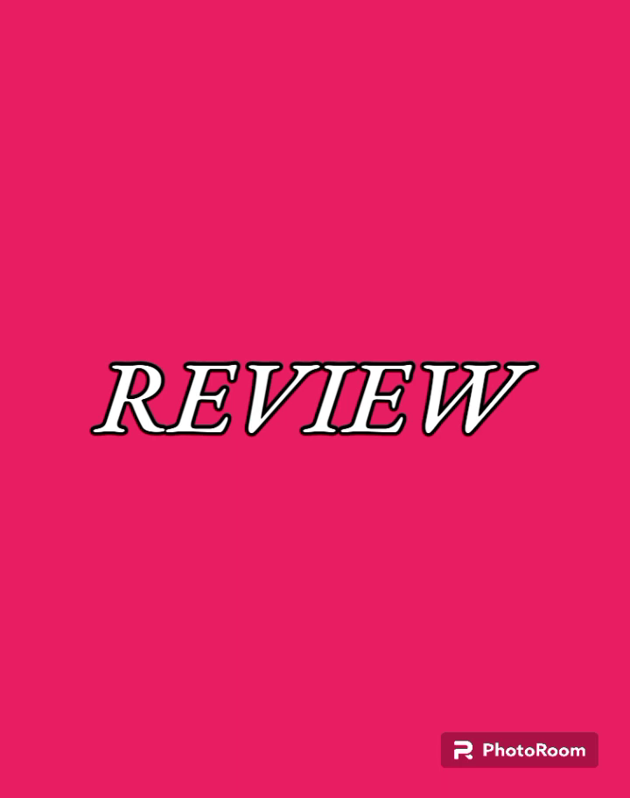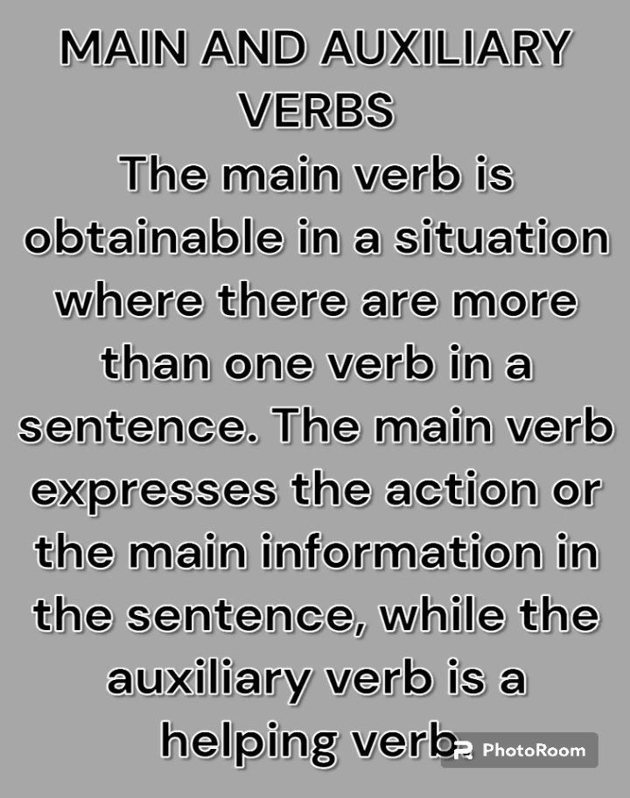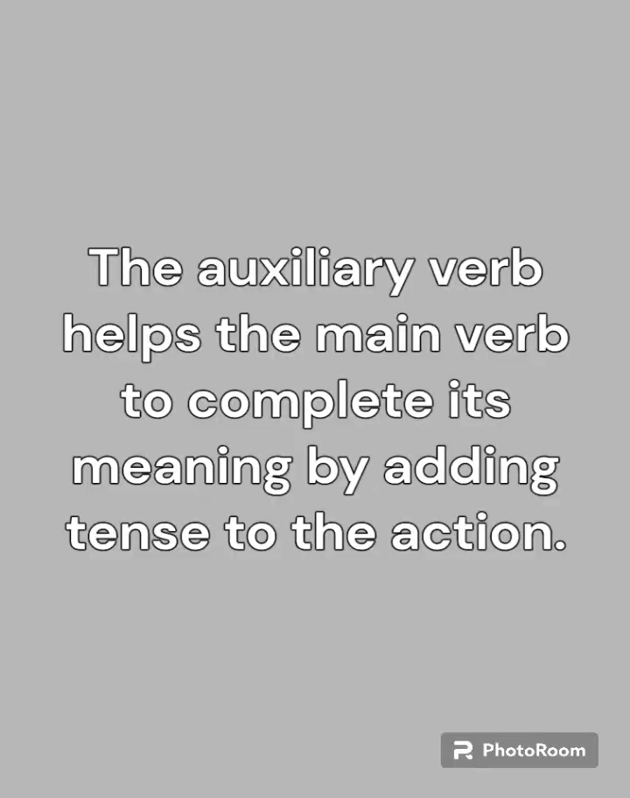We are going to talk about the main verbs and the auxiliary verbs. The main verb is obtainable in a situation where there is more than one verb in a sentence. There are sentences where you will notice that there is more than one verb. And this is where you will have what you call main verb and then auxiliary verb. The main verb expresses the action or the main information in the sentence, while the auxiliary verb is a helping verb. The auxiliary verb helps the main verb to complete its meaning by adding tense to the action.